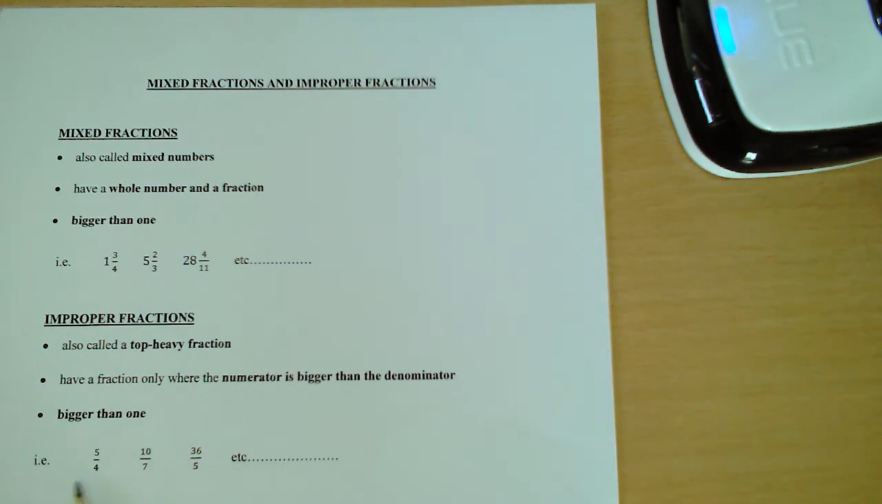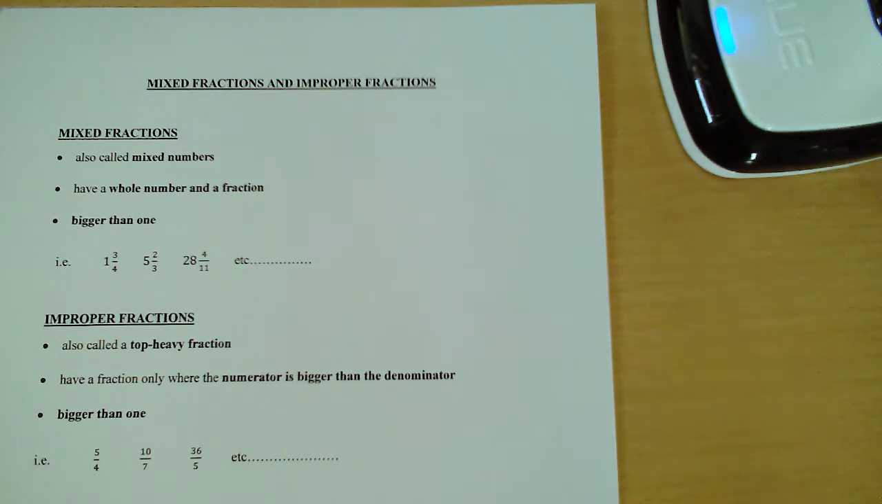So if we take a look at the list here underneath, these are all improper fractions because they're just a fraction and the numerator is bigger than the denominator. 5 is bigger than 4, 10 is bigger than 7, 36 is bigger than 5. So these are all improper fractions.